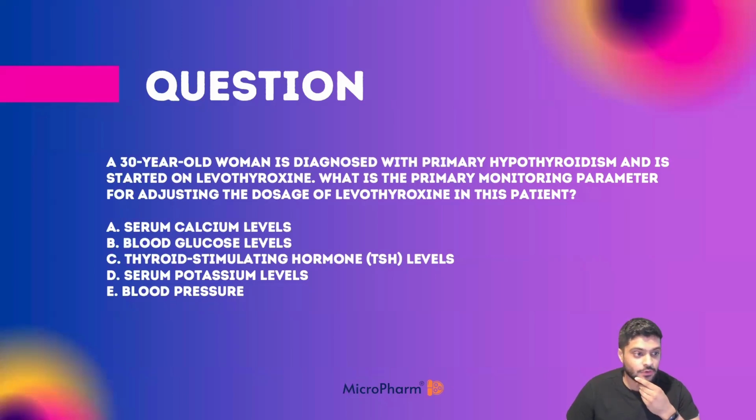You have a 30-year-old patient that is diagnosed with primary hypothyroidism. She is started on levothyroxine. What is the primary monitoring parameter for adjusting the dosage of levothyroxine in this patient?